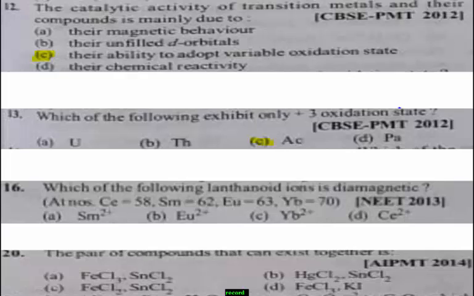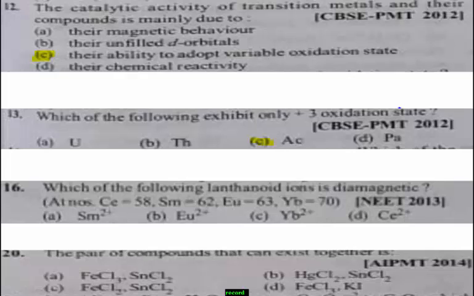Samarium, its atomic number is 62. When we write the electronic configuration of Sm with 62 atomic number and 2+ charge, I write Xe 4f6 6s2, meaning it contains 6 unpaired electrons. Next, Eu2+, europium, atomic number 63. I write xenon 4f7 6s2, meaning it contains 7 unpaired electrons.